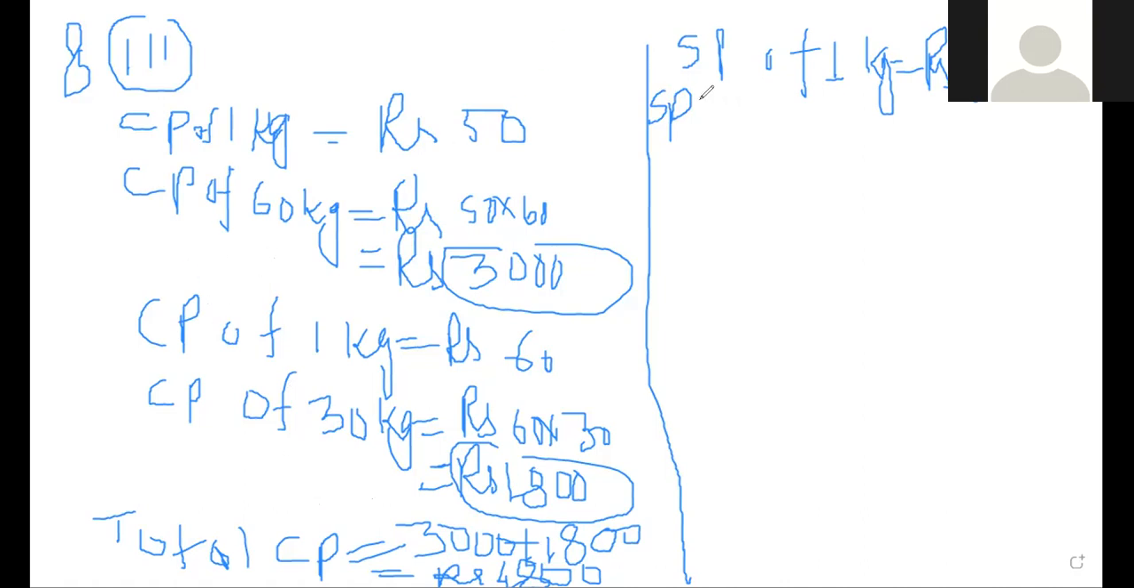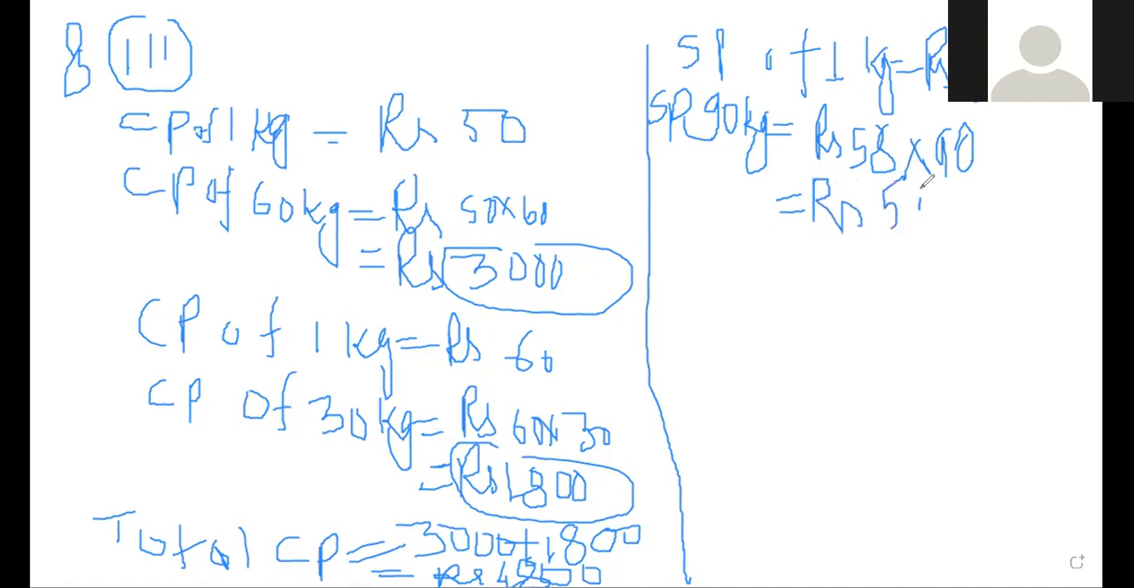Total mixer was 90 kg. Good. Very good. SP of 90 kg, what will be there? Rupees 58 into 90. What will you get? 5,220. You are right. It is 5,220. Good.